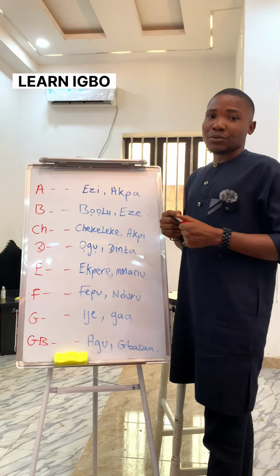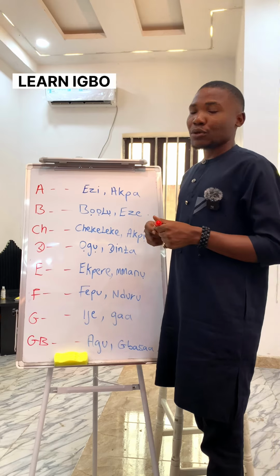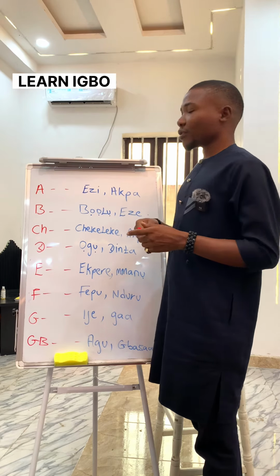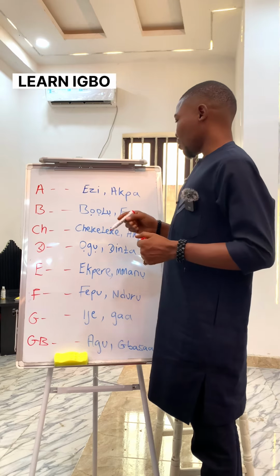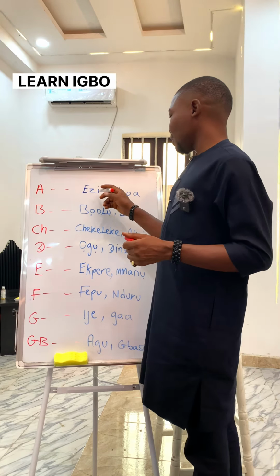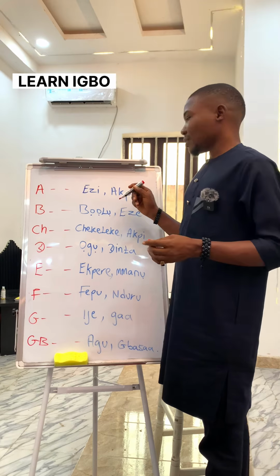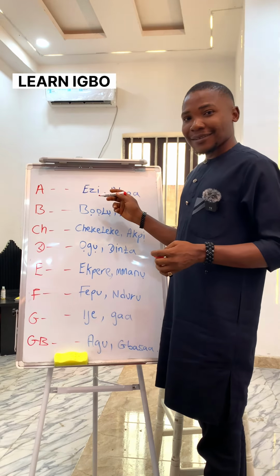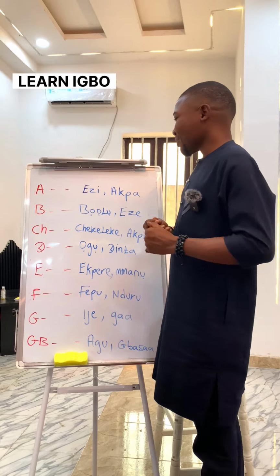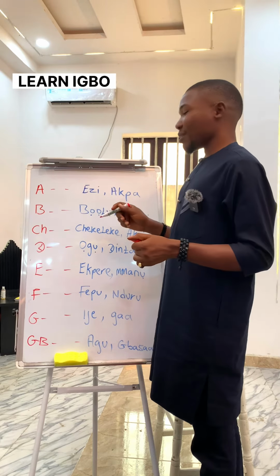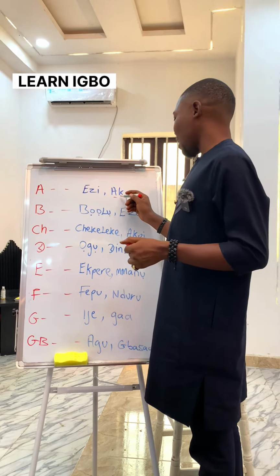Which one is the correct word? Which of these words here have the letter A? Okay, we have Ezi, Akpa. I think it's Ezi, right? Okay. Ezi, Akpa. The correct word here is Akpa.